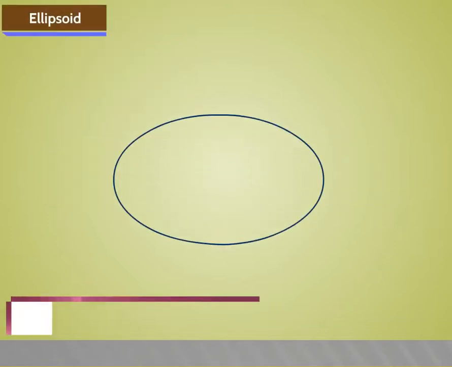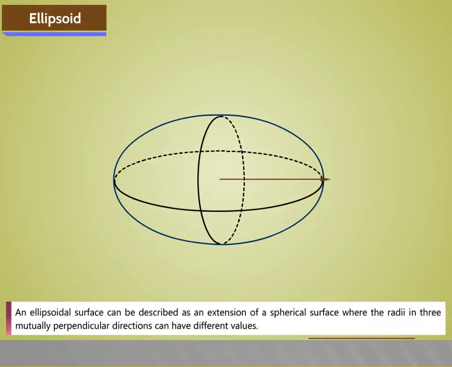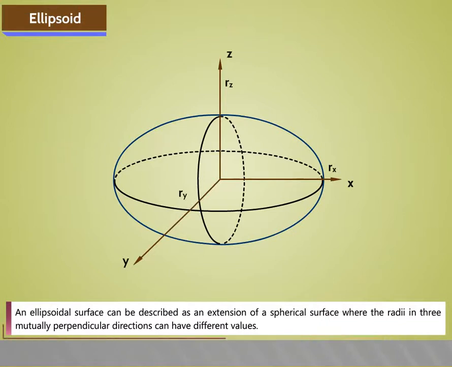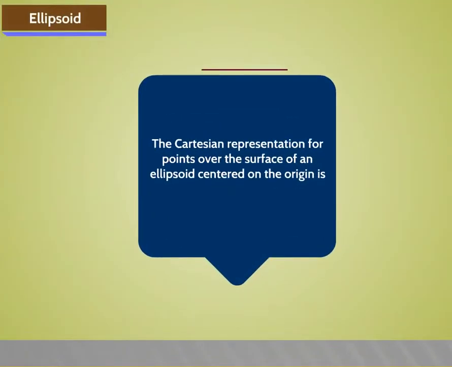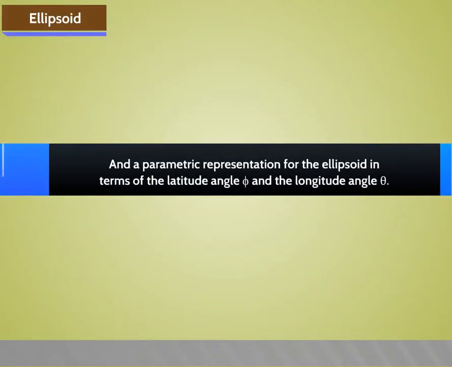Ellipsoid. An ellipsoidal surface can be described as an extension of a spherical surface where the radii in three mutually perpendicular directions can have different values. The Cartesian representation for points over the surface of an ellipsoid centered on the origin is, and a parametric representation for the ellipsoid in terms of the latitude angle phi and the longitude angle theta.